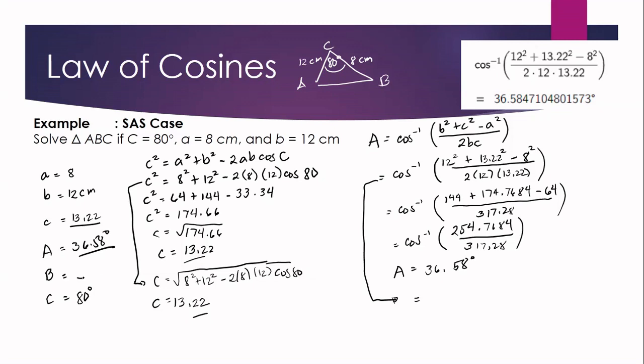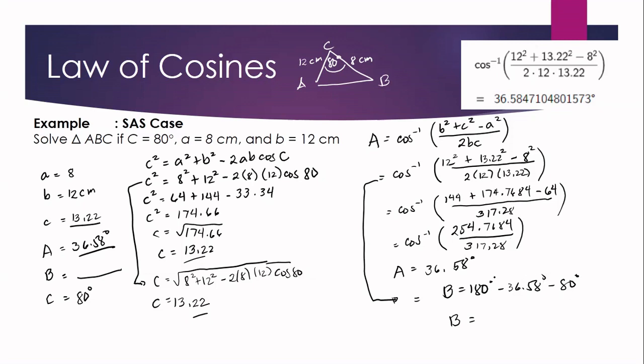So, we only have one left to find, which is angle B. We will no longer use the cosine law. Why? Because we already have angle A and angle C. So, to get angle B, since the sum of the interior angles is 180, we just subtract angle A and angle C from 180. Our angle A is 36.58 and our angle C is 80 degrees. So, if we are going to get the difference, just subtract.